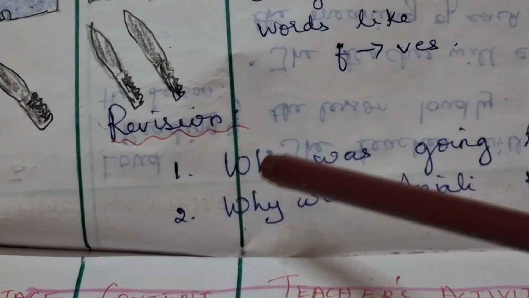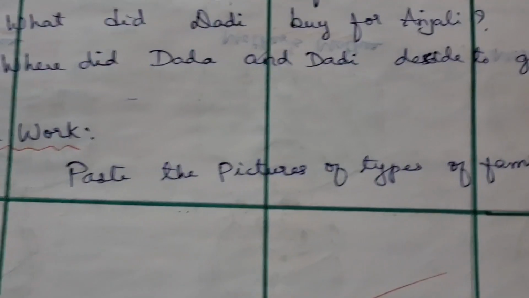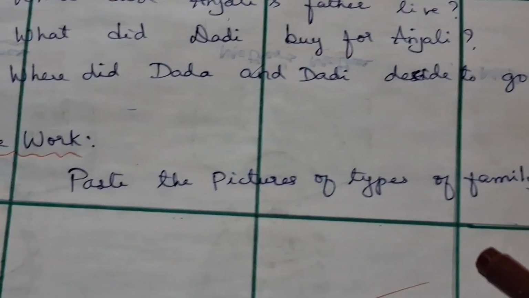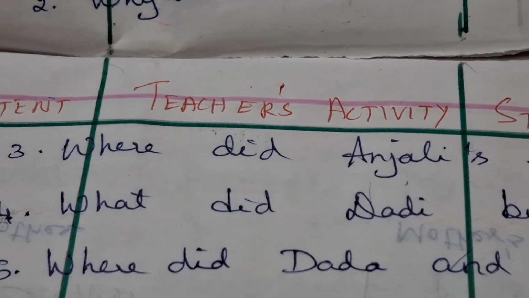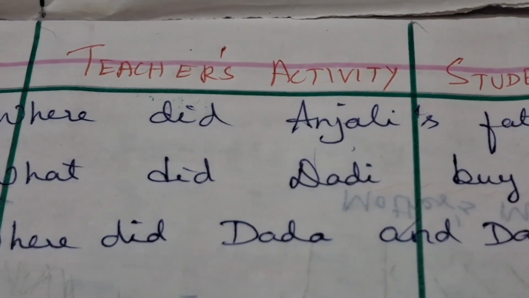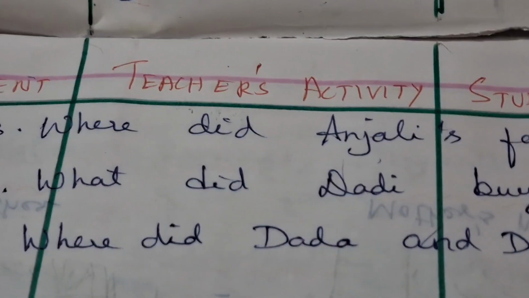Then the revision part. You just recap everything. The teacher will give questions from the lesson, like who came to stay with Anjali, connected to the lesson. 4 to 5 questions should be given. Then later, homework is given: paste the pictures of types of families, a joint family, different families. So after introduction, aim will come. After aim is over, lesson development, then loud reading, then silent reading, then grammar. Then finally revision and homework is given.